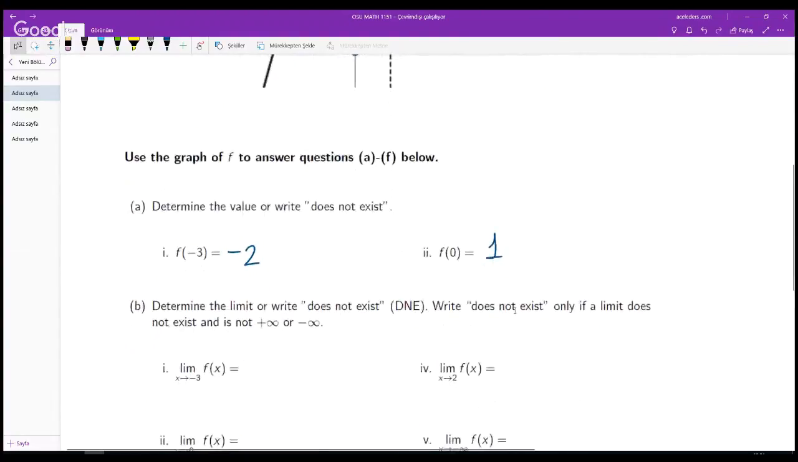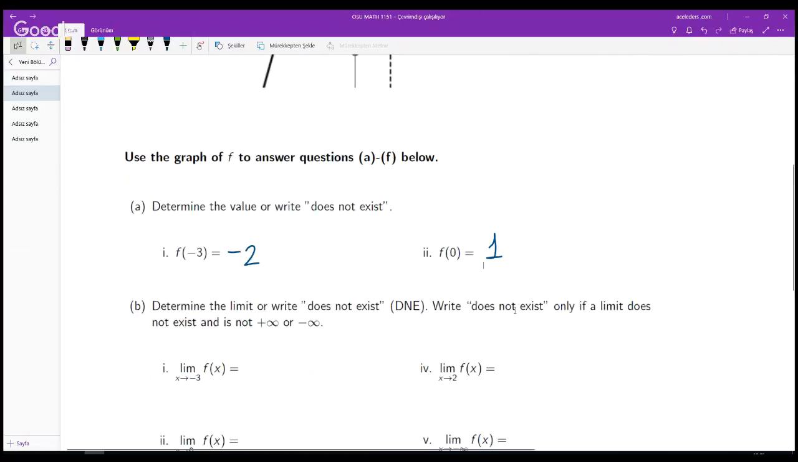Now, the second question is: determine the limit, or write does not exist. Write does not exist only if the limit does not exist and is not positive infinity or negative infinity. Please be careful. If the limit goes to positive or negative infinity, you will write that. So please only use does not exist when the limit really does not exist, so the left-handed limit and right-handed limit are not equal. Otherwise, we must write the limit correctly.